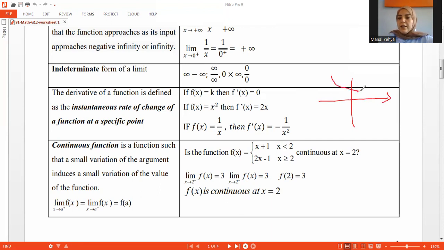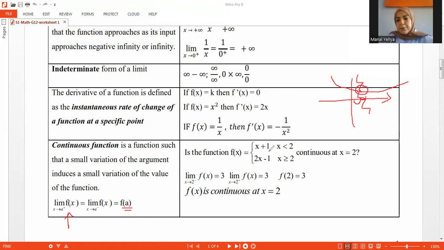It stops here and then it continues like this. This function is discontinuous because at some point the function is not continuous. But how do I calculate it? I have to do the limit of a function when x tends to a plus, means at this point a plus, it should give the same value as the limit when x tends to a minus. It should give the same value as f of a itself.